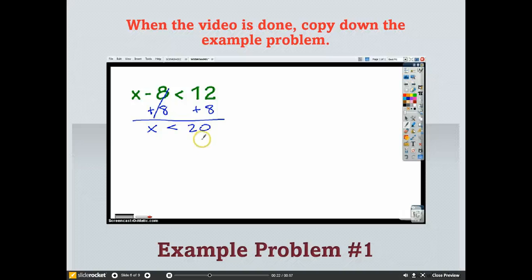So just like with equations, with addition and subtraction, we are allowed to just do opposites, just like we did in the past chapter, and come up with an answer of X is less than 20.